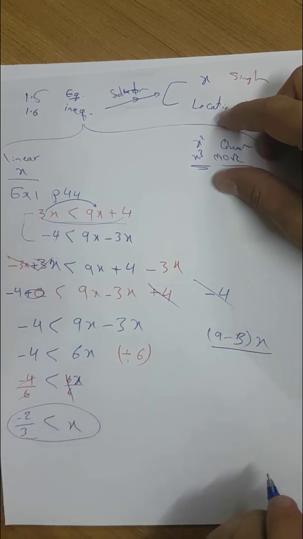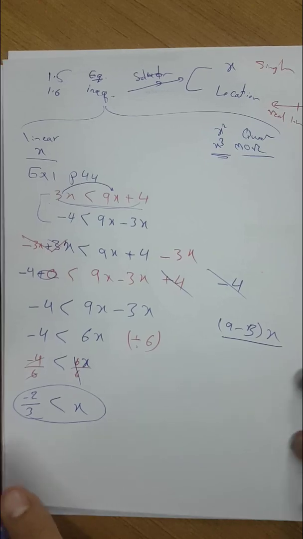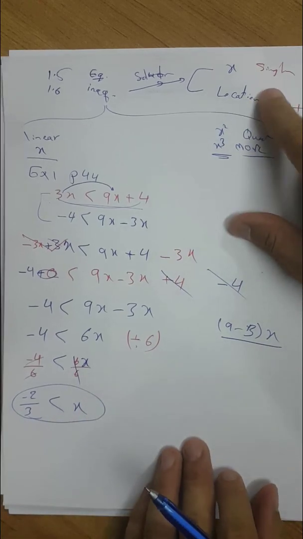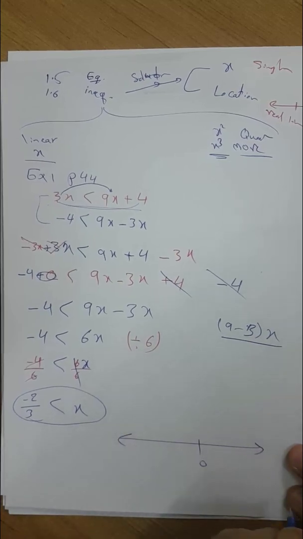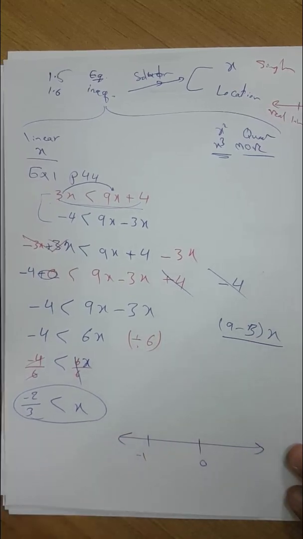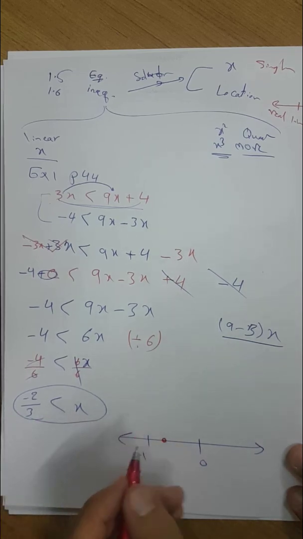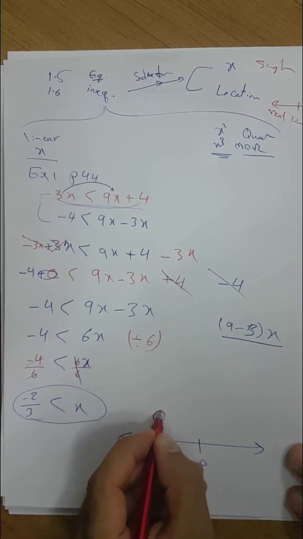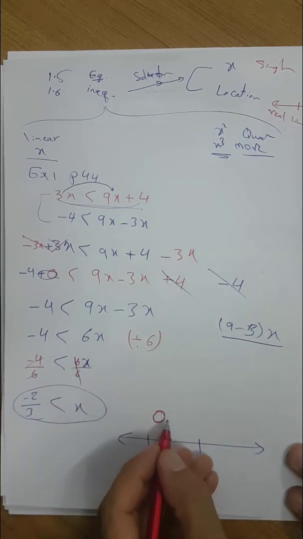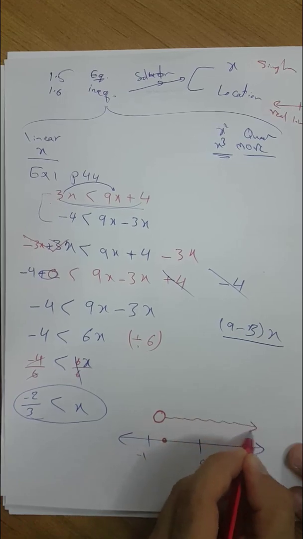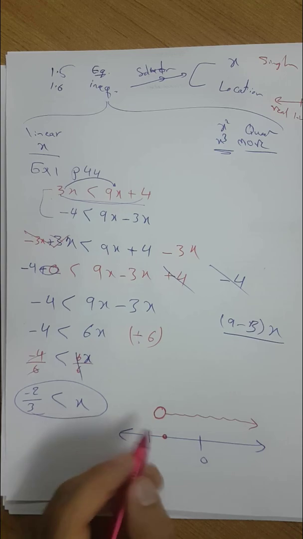So this is your single solution: x greater than minus 2 over 3. How about the location? Here's your real line. If there's a 0, I have minus 1 here, and minus 2 over 3 will be here. And x greater than, so the sign should be like that. You don't fill the gap, we just make a hole. And I say greater, which means go to the positive side. So that's why we have this one.